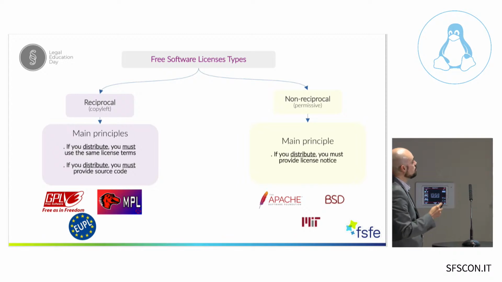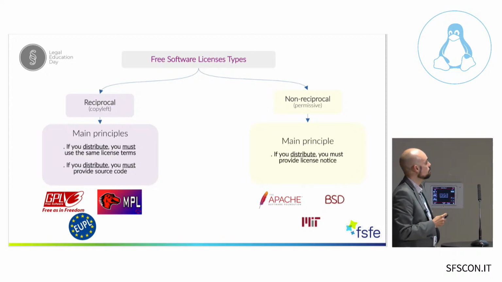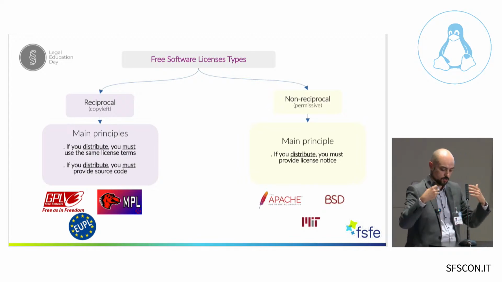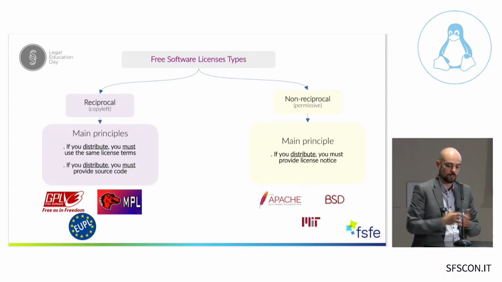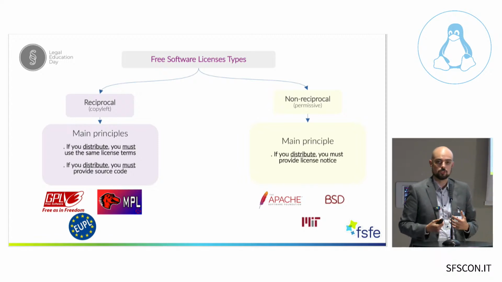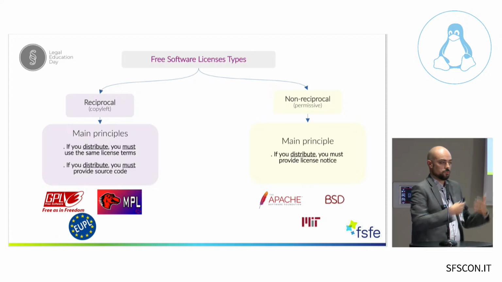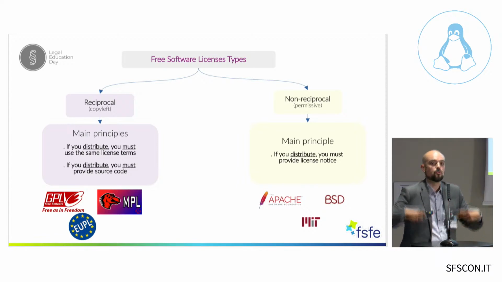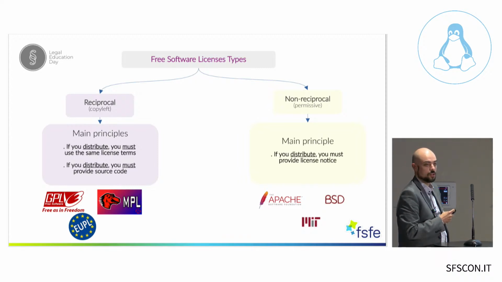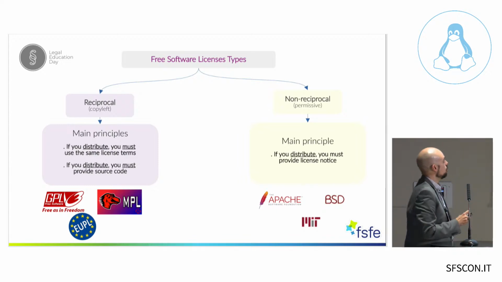When we are talking about reciprocal licenses, the main principle is this: someone who is the copyright holder has published her software under a reciprocal license, a copyleft license, and now you are interacting with the software. You received the software, so yes, you can run the software for any purpose, you can use it, but now let's think that you wanted to redistribute the software, right? So if you distribute it, you must use the same license terms, right? And if you distribute the software, you must provide source code. So these are the principles of copyleft, the principles of reciprocal licenses.